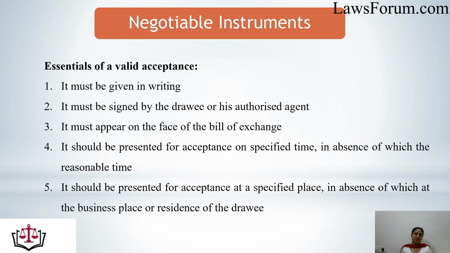of the bill of exchange. It should be presented for acceptance at a specified time, and if no specified time is mentioned, then in the absence of that, a reasonable time would be counted as the specified time for presentment for acceptance of the bill of exchange. It should be presented for acceptance at a specified place. If the specified place is not mentioned, then the business place, and if the business place is not there, then the residence of the drawee would be the place where the bill of exchange is to be presented for acceptance.